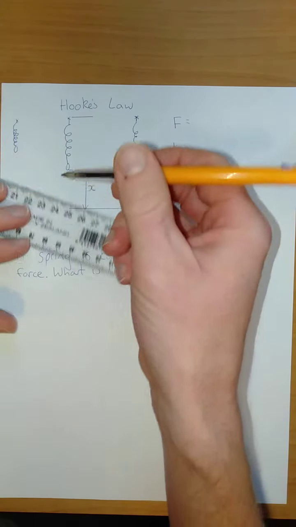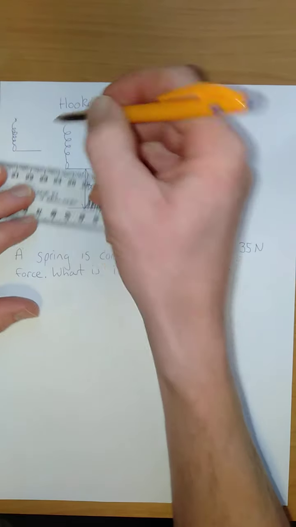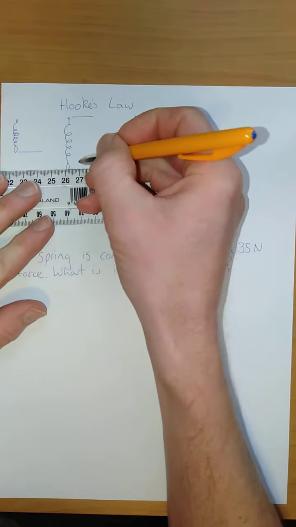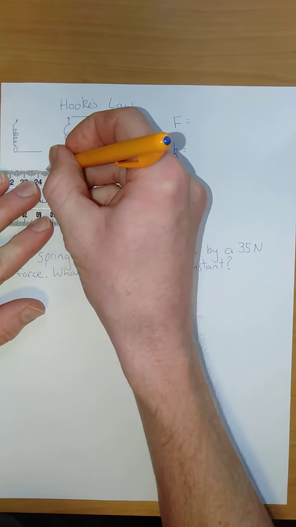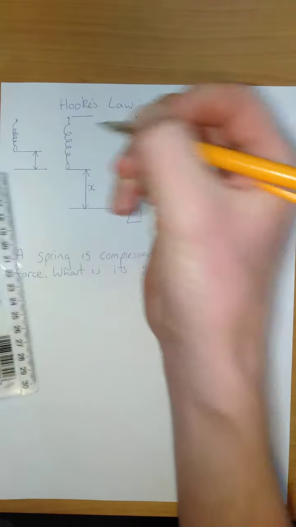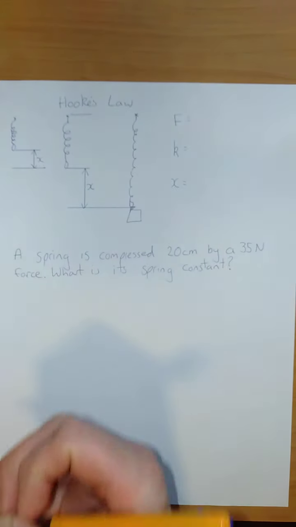You can see that it actually also works on compression. So if we were able to push that up and it started to look like that one instead, then the extension would be how much shorter the spring got. So x for a compressed spring would be that one there.